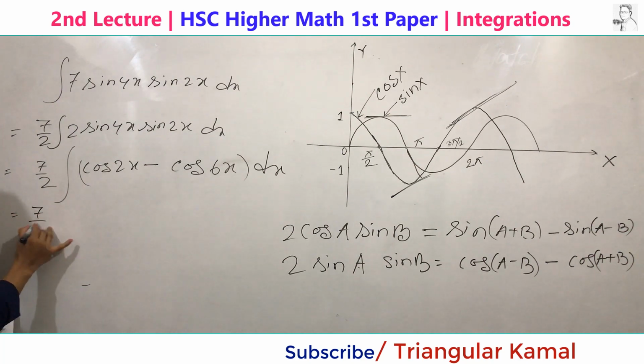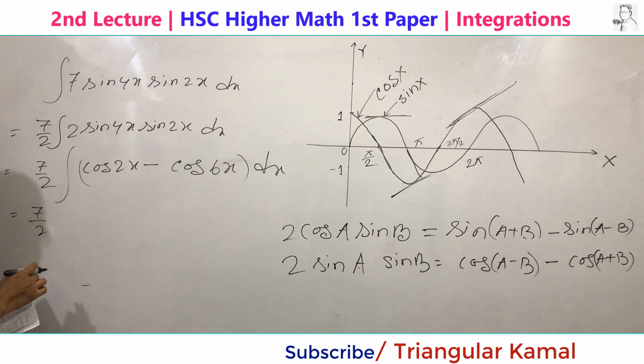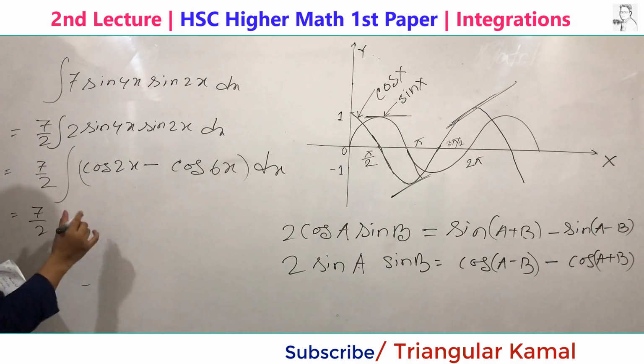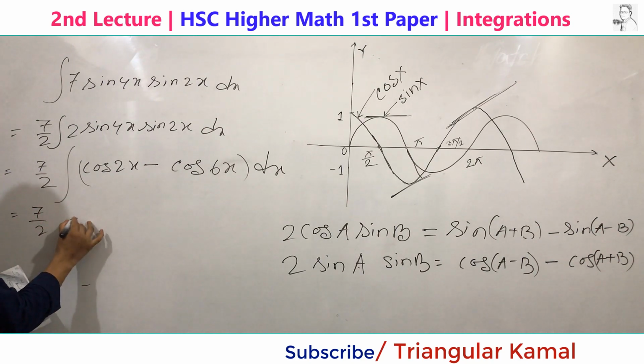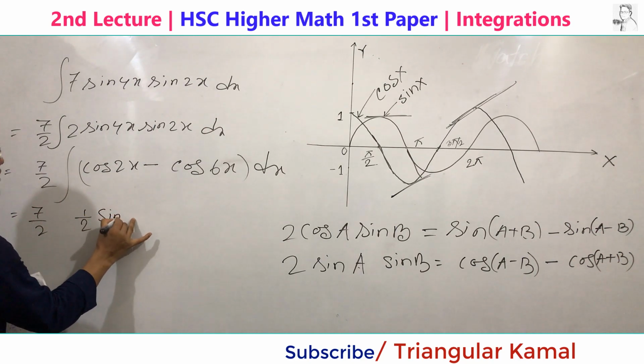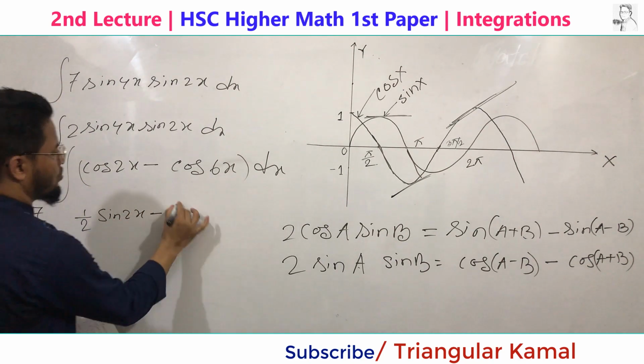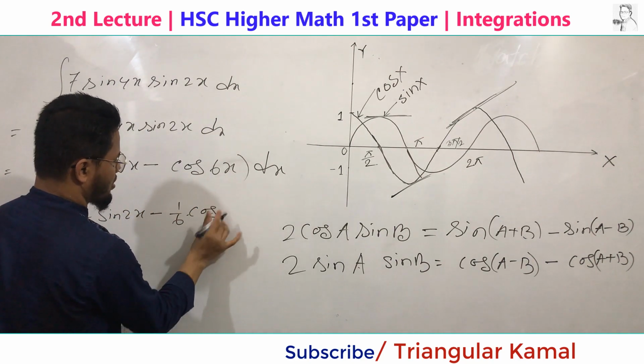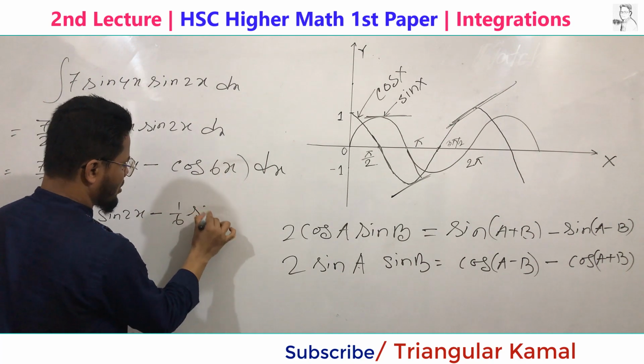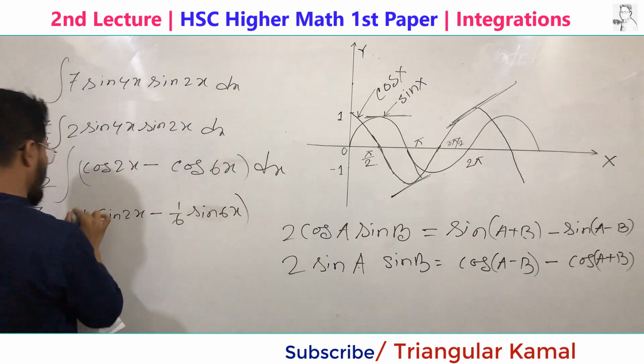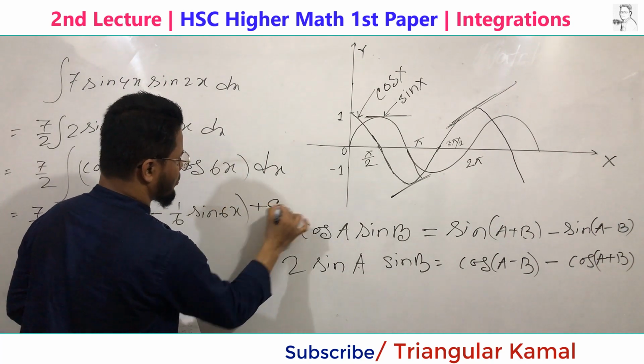So now 7 by 2, the integration of cos x is sin, but for twice x it will be 1 by 2 sin twice x, minus 1 by 6 sin 6x, and doing the add as a constant number c.